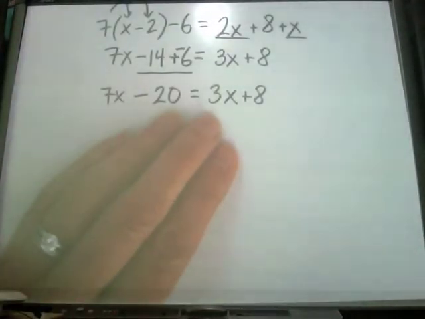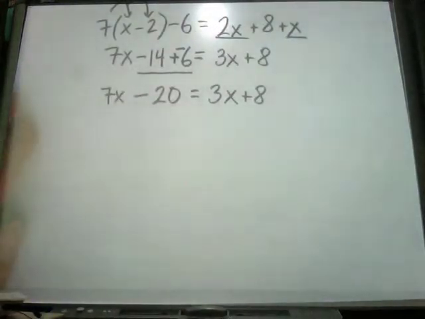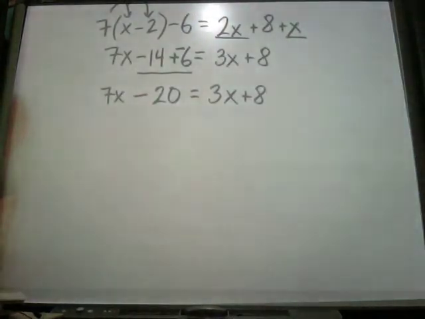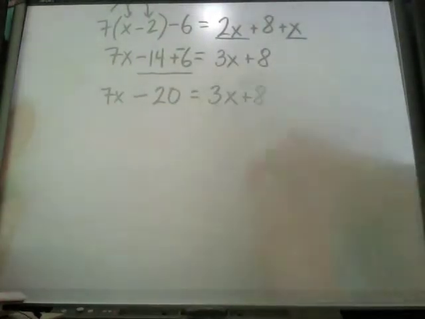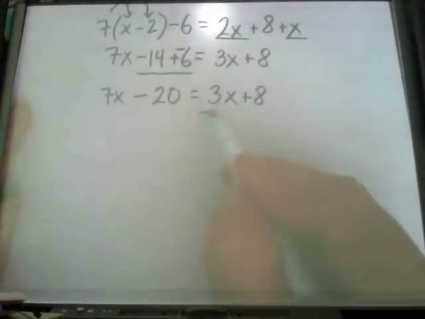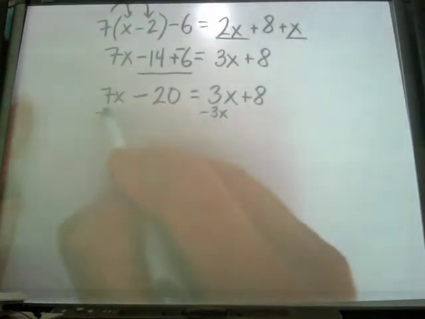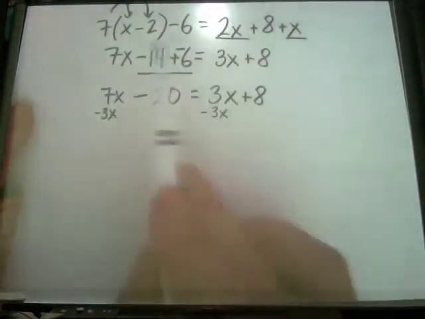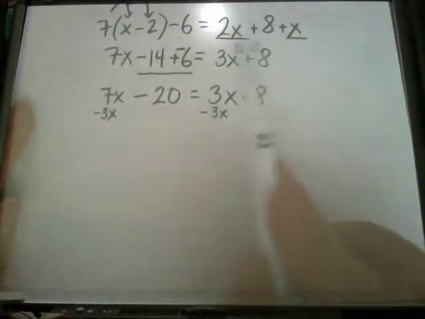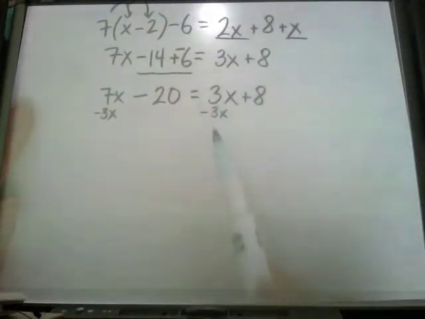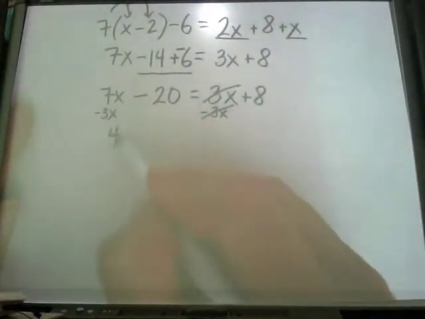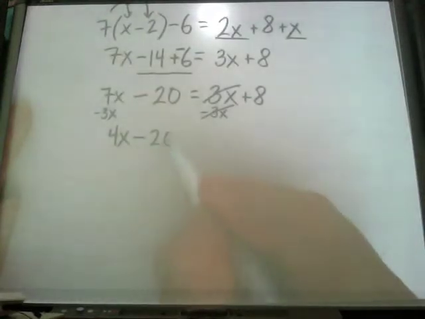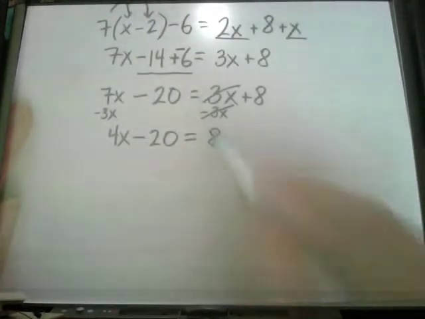Which one do you want to move? 7x or 3x? Vincent. Okay, good. Again, always try to choose the smaller one if you want to make it easier. So next step, I will move this over by doing the opposite. Notice up here we weren't doing the opposite, we were just combining like terms. So now we undo and we do the opposite here. 7x minus 3x is 4x. I still have minus 20 equals, I still have 8.